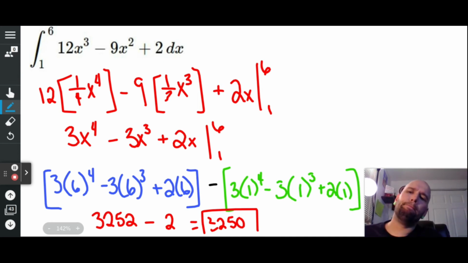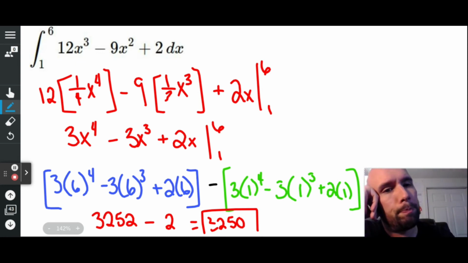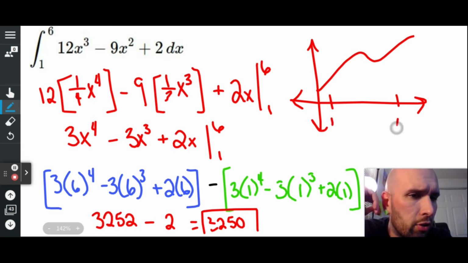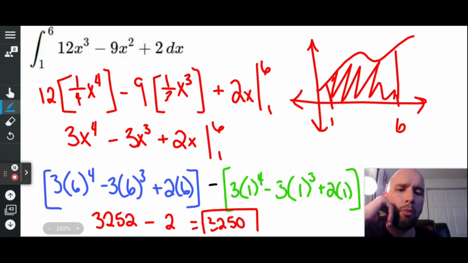$3,250. Much nicer. So when you graph this, it's going to give you some cubic function. I don't know what it looks like, so I'm just going to make up a cubic function right now. That's what a standard cubic is going to look like. Between 1 and 6, this is going to be the area underneath. So 3,250 square units. Cool. Pretty tough, huh? Pretty hard.